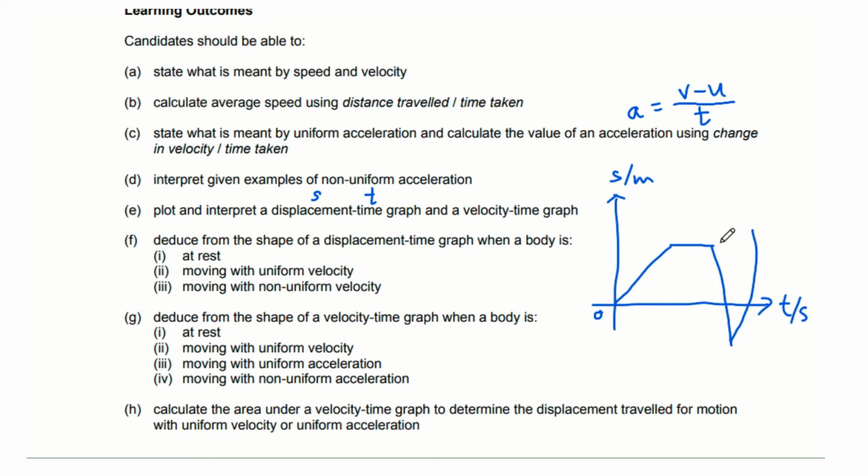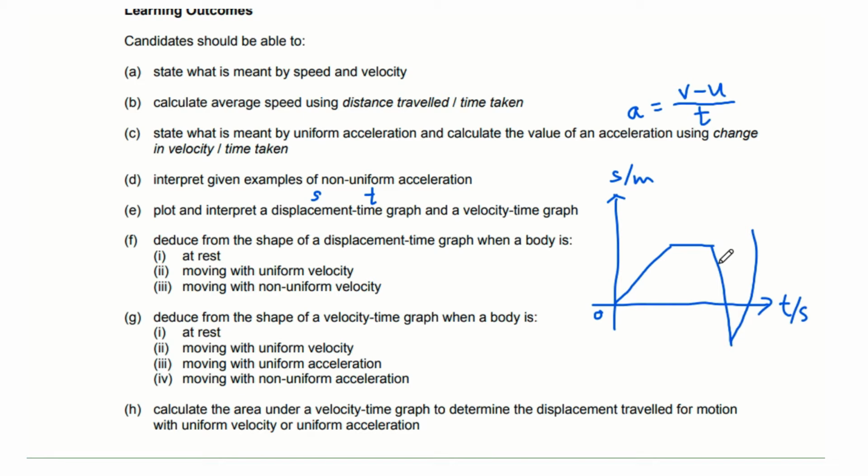Then at this position here, there is no change in displacement. That means the object is always at a certain point, right? So if it's always at a certain point, what does it suggest? It means that the object is not moving at all. So when the graph is horizontal, it means that the object is not moving. And what is the gradient of a horizontal line? It is equal to 0. So this suggests that the object is at rest because the velocity is 0.